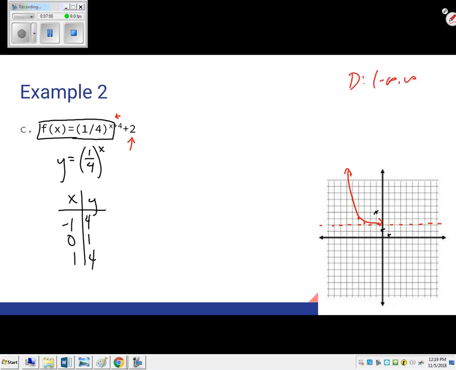Domain, just like every other time, -infinity to infinity. The range, well, it's sitting on 2. It's not quite touching 2, but it sits on 2. So the asymptote is where it's sitting, y equals 2.